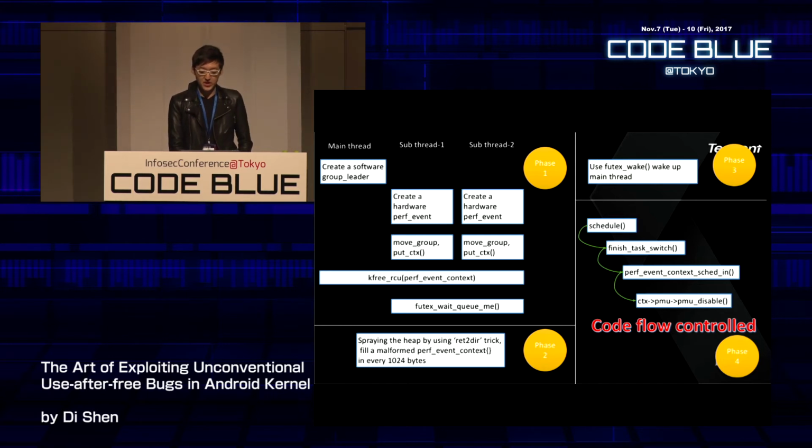Once the main thread gets scheduled, the thread scheduler will dereference the pointer to the deallocated perf event context. So here comes phase number 4. The deallocated perf event context is refilled by malformed data. So the function schedule will call another function, finish_task_switch, and finally it will call perf_event_context_sched_in, and it will dereference the function pointer pmu_disable in pmu in the perf event context. We can finally control the code flow in this way.